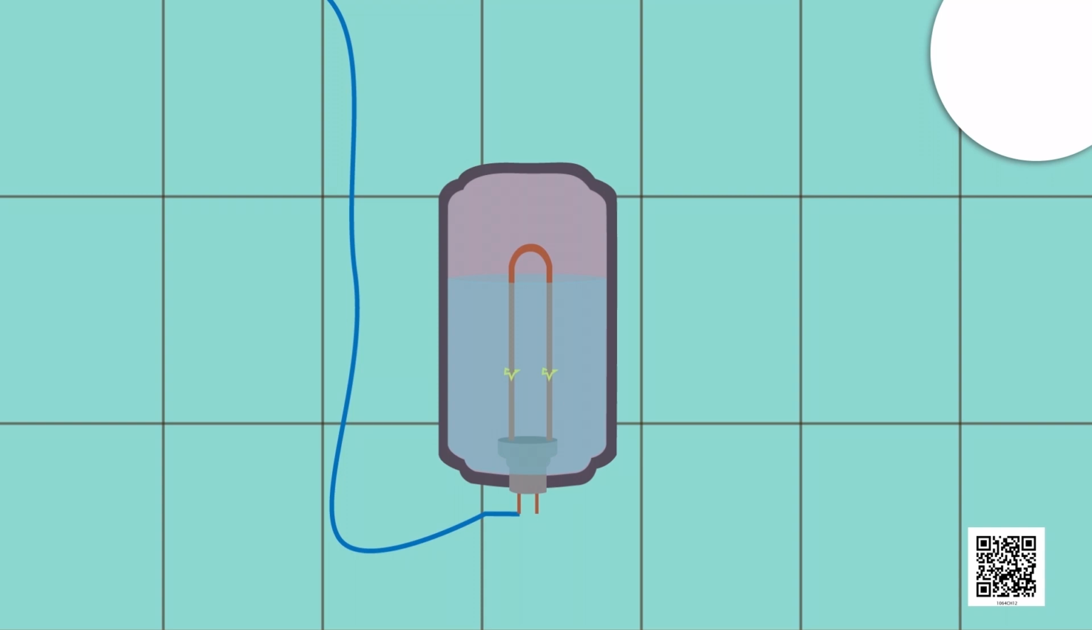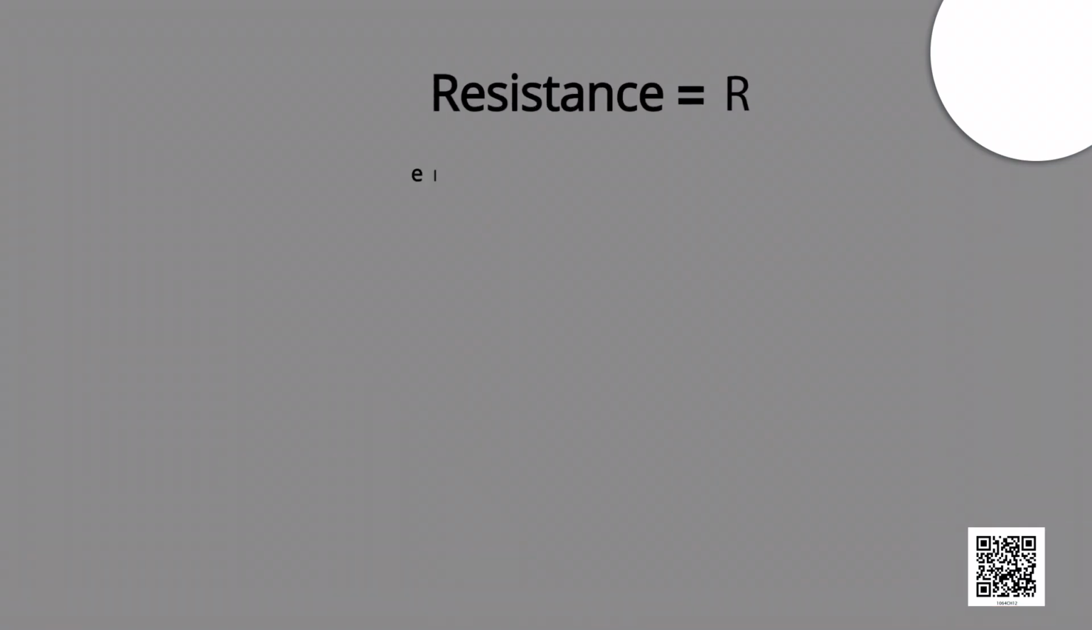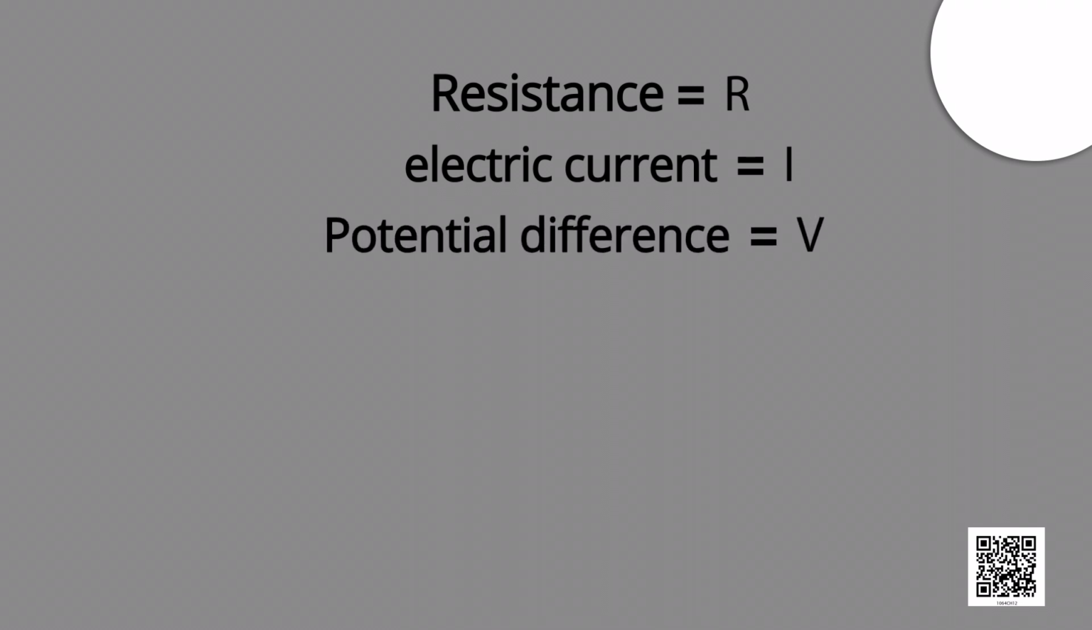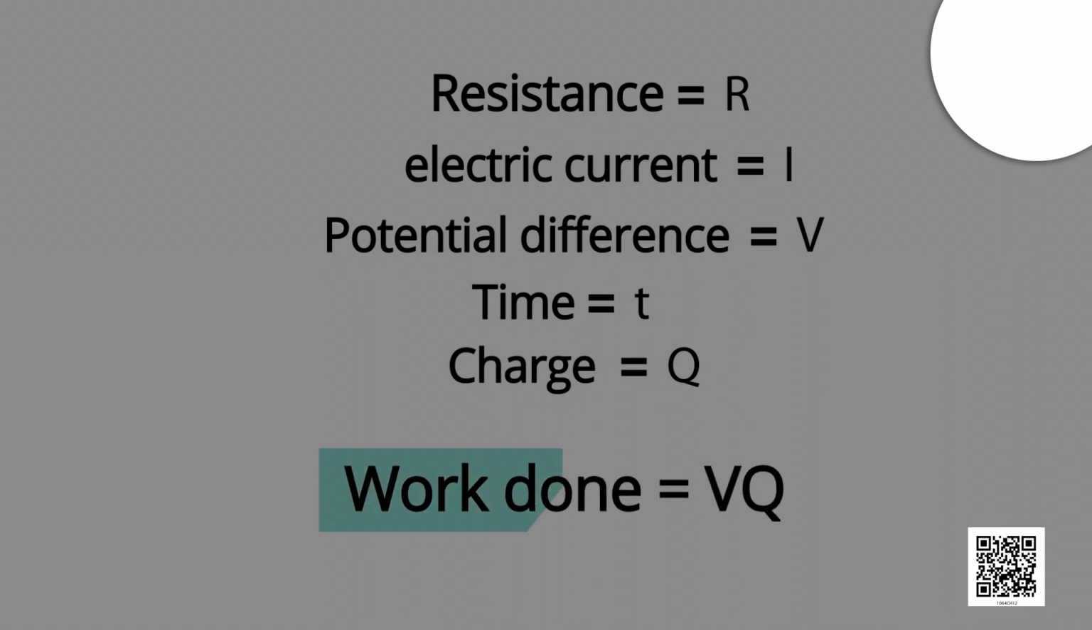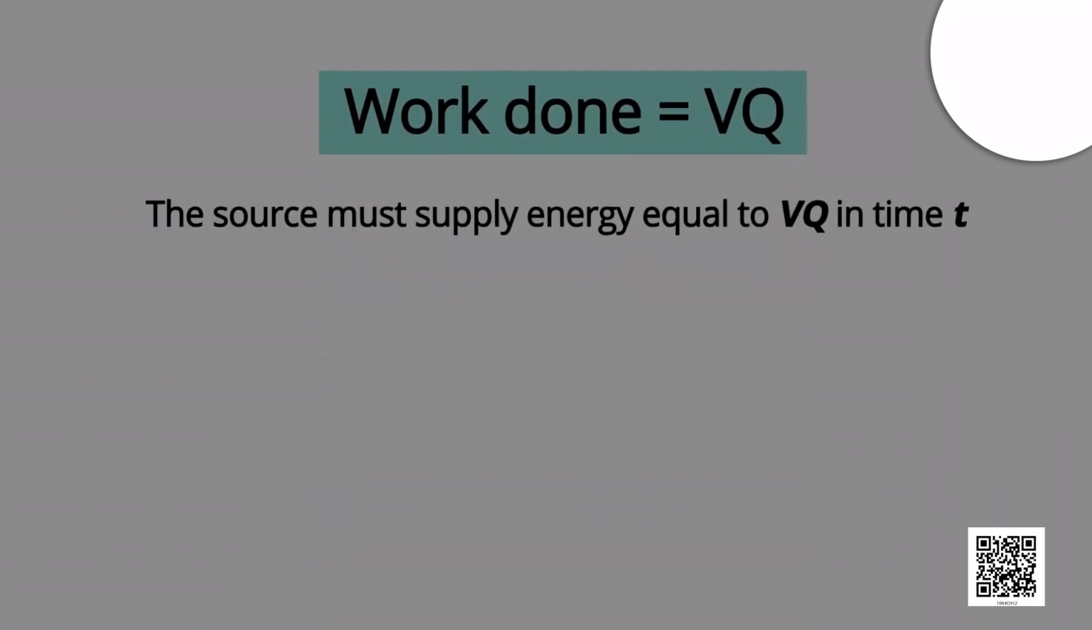This effect is utilized in devices such as electric heaters, electric iron, etc. Consider a resistor R through which current I is flowing. Let the potential difference across it be V. Let T be the time taken during which a charge Q flows across. Then the work done in moving the charge Q through a potential difference V is equal to VQ. That means the source must supply energy equal to VQ in time T.